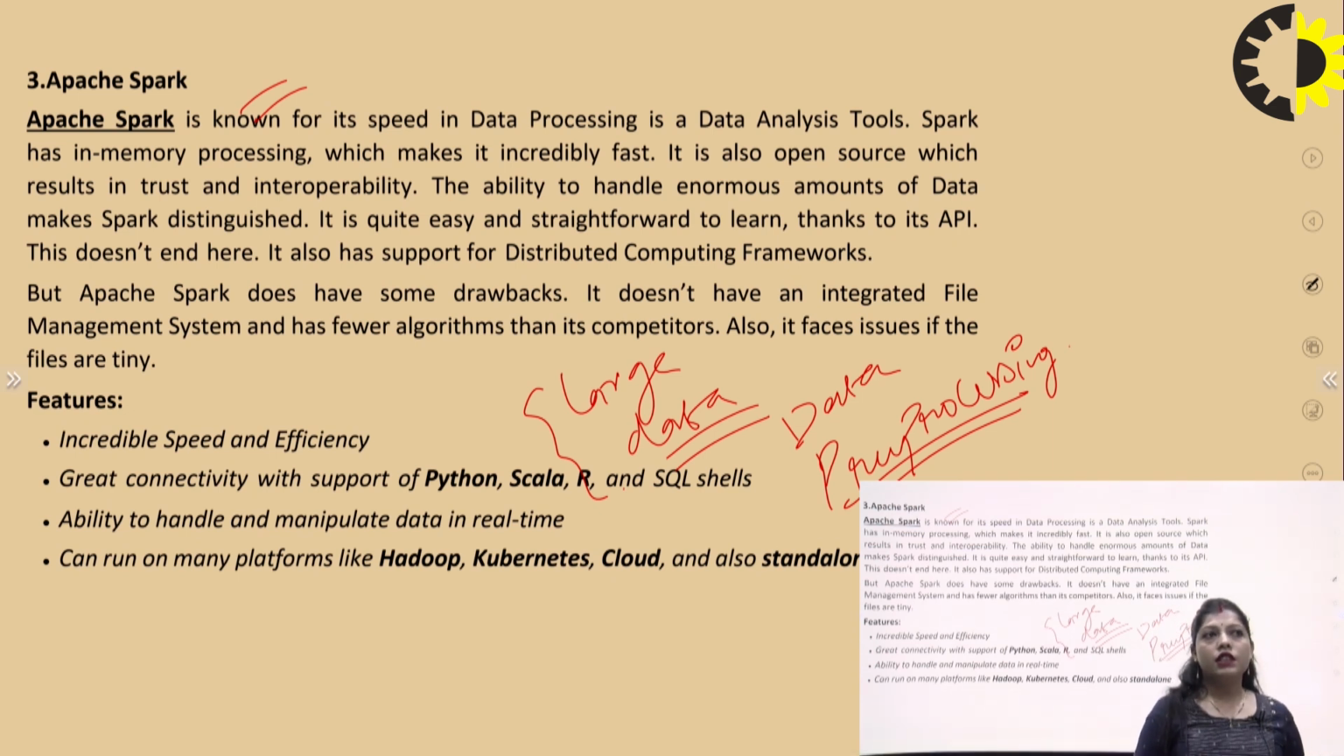This doesn't end here. It also has support for a distributed computing framework, because here we don't have a centralized environment. We have a distributed environment, meaning if one device fails, this doesn't mean that the whole system fails. Apache Spark does have some drawbacks. It has some disadvantages, like it does not have an integrated file management system and has fewer algorithms than its competitors. It also faces issues if the files are tiny, because it is meant for large files and large data. If the file is tiny, it faces some challenges.